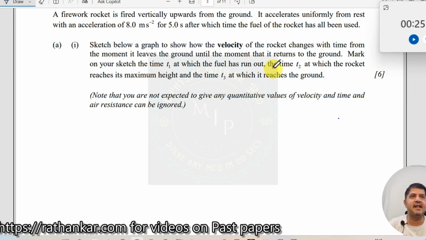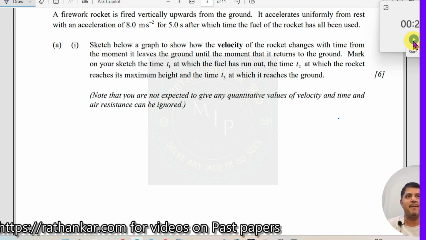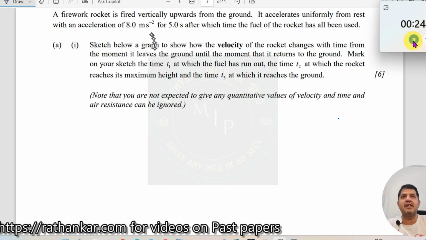As I said, this is for 25 marks, so I have set up the timer for 25 minutes. Let me see whether we will be able to solve this in 25 minutes. Now, a firework rocket is fired vertically upwards from the ground. It accelerates uniformly with an acceleration of 8 meter per second square for 5 seconds.